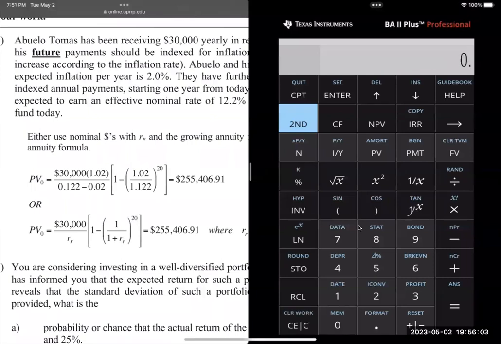Well, let's do it again. 1.02 divided by 1.122 equals, to the power of 20 equals, negative, plus 1, times 30,000 times 1.02. Oh, I get the wrong answer. What did I do wrong? So is this why you're making me do it? Because it's the wrong answer? Oh, no, I see what I did wrong. It's not 10%. It's 1. I need my glasses. I took my glasses off for a minute. You're dividing by 0.102. There you go. Because I just divided by 0.1, not 0.102.